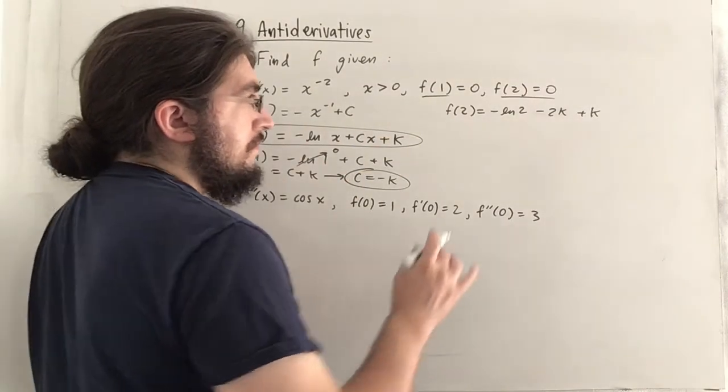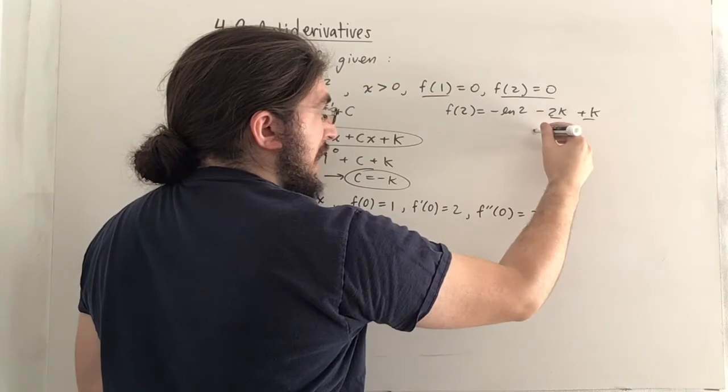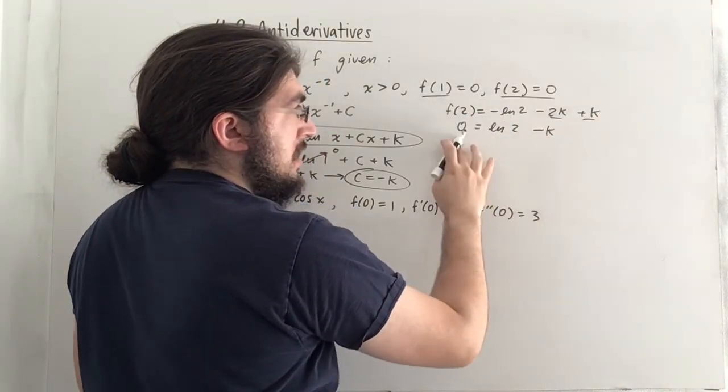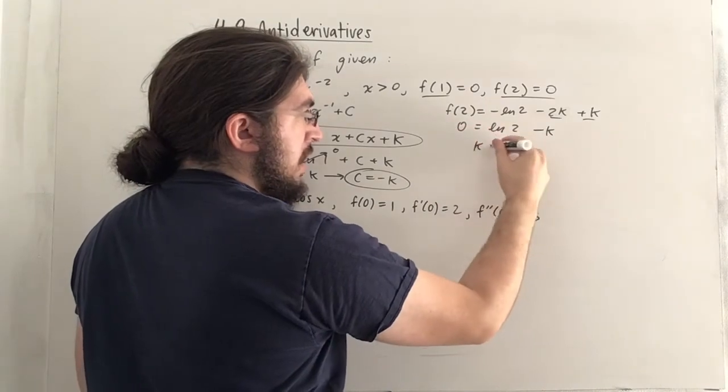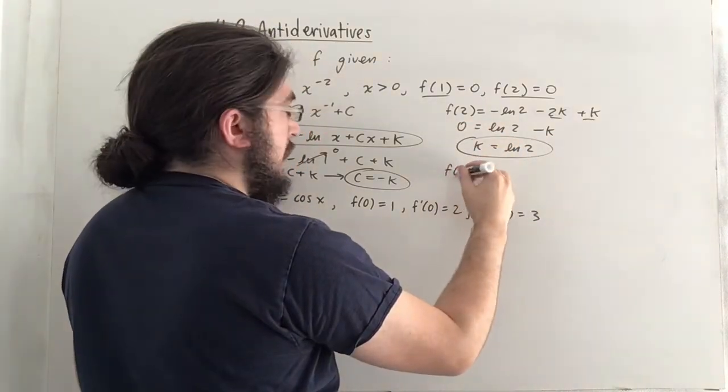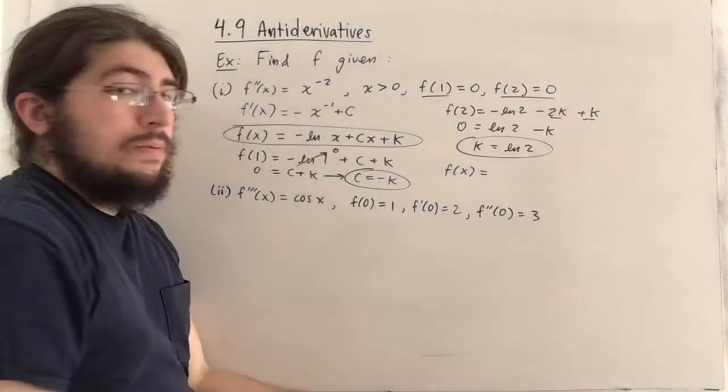Okay, good. So now these, of course, combine to negative k. This is 0. So all we need to do now is just add k to the other side. And we get k is equal to ln of 2. Perfect. So now we have all of the pieces in line, so now we can piece it together.